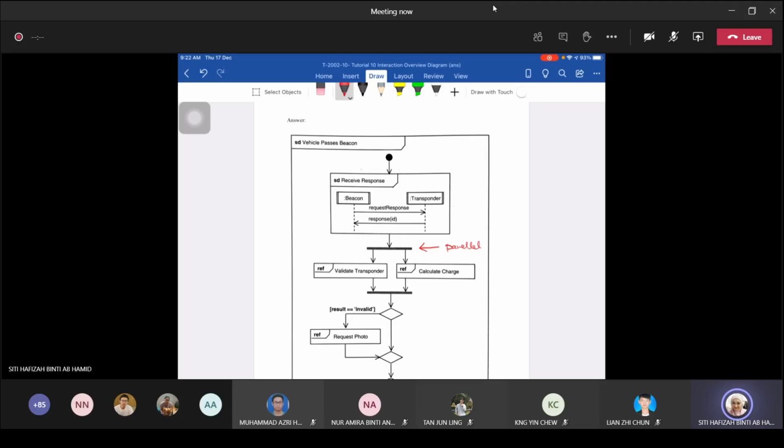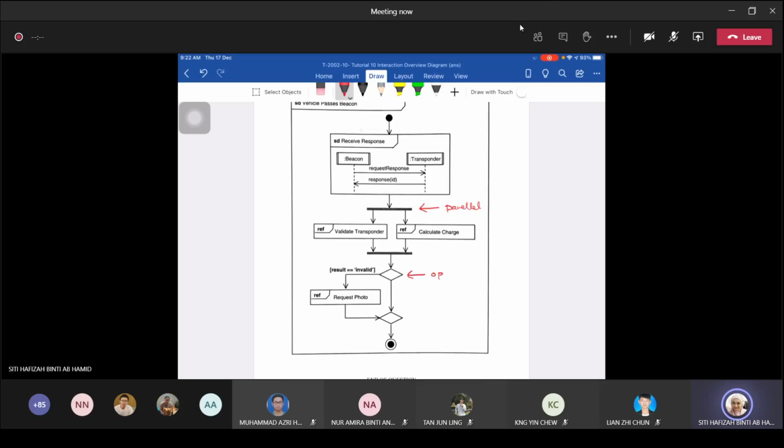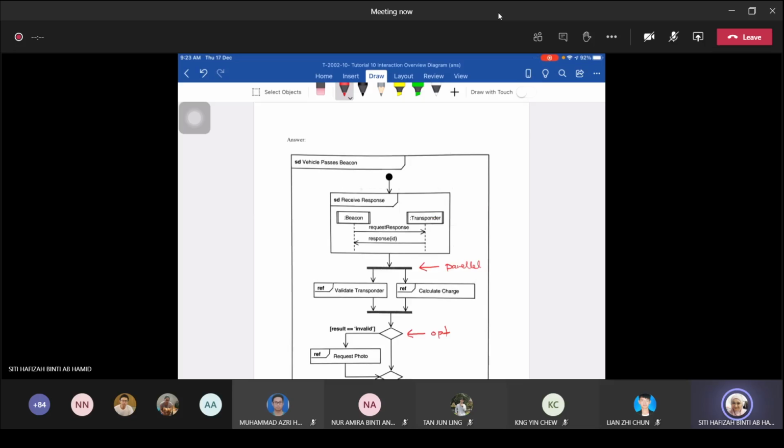And the diamond represents the op one, the option. So you can see how you break into first receive response between beacon and transponder, and then just these two directions, and after that parallel to validate transponder and calculate charge, and then it will merge back, and then it will go to the option. If it's invalid, it will request photo, and after that it will end.